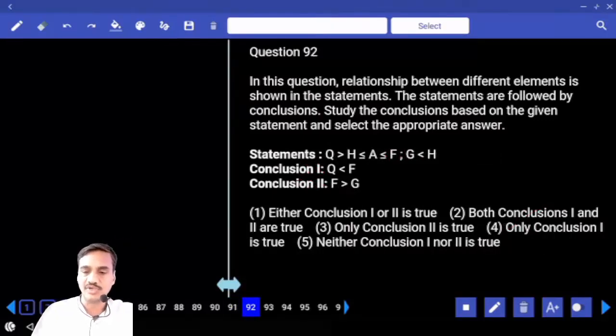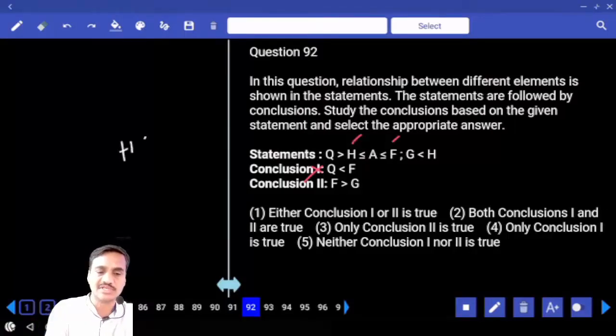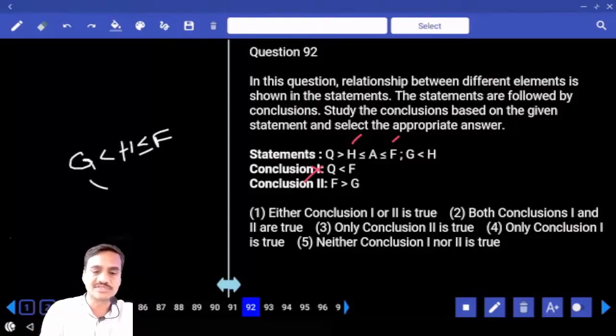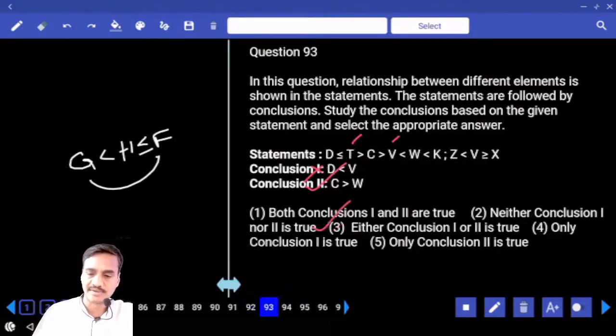92, Q and F, greater than, less than, 2 opposite symbols, no relation. F and G, and F is here. Which element is common? H is common. H lesser than or equals to F and G lesser than H. Now G lesser than F is 2, F greater than G is 2. F greater than G, only 2, and it is given in choice 3, 92.